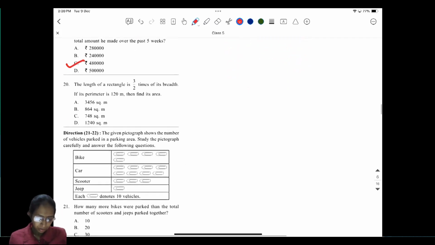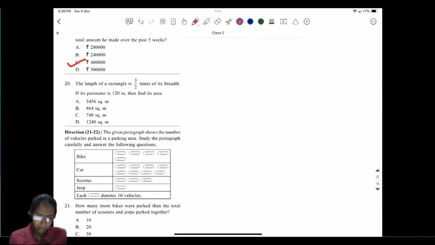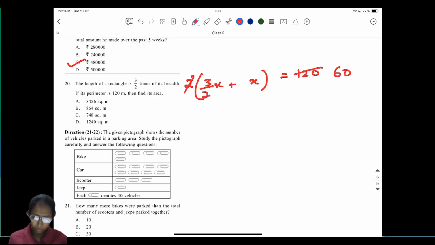Now the next one, the length of a rectangle is 3 by 2 times its breadth. That means if the breadth is x, the length is 3 by 2 times x. And perimeter, that means the sum of the length and breadth and double that, is equal to 120. So we can cancel out this 60. When we take the LCM and add them, we will have 5x by 2 equals 60. So x is coming out to be, this is cancelling by 12, and 2 into 12, that is x equals 24.